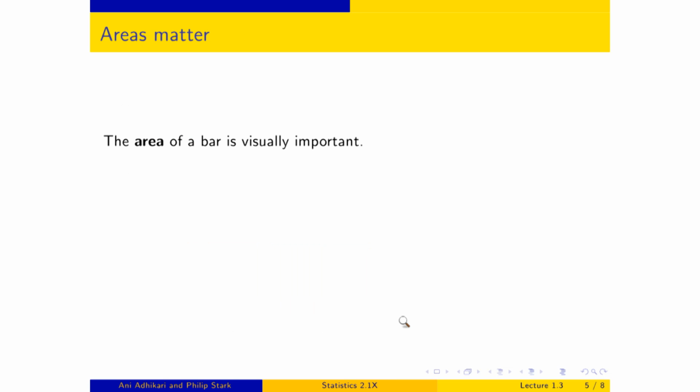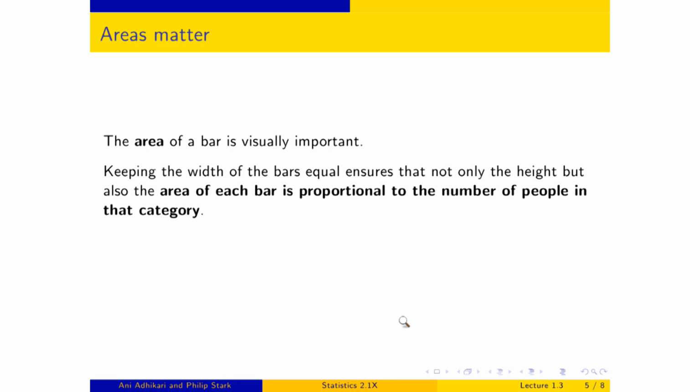Go back to our old friendly diagram by recognizing that the area of the bar is visually important. That's what looks big. And so by keeping the widths of the bars equal, you're ensuring that not only the height, but also the area is proportional to the number of people in that category.